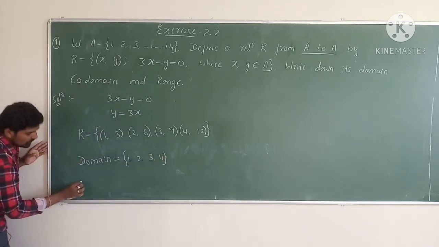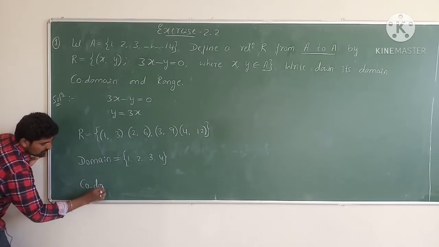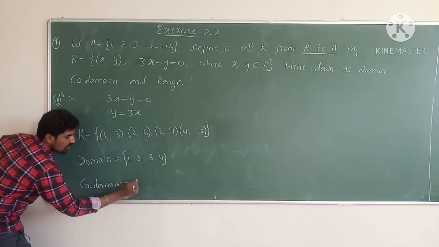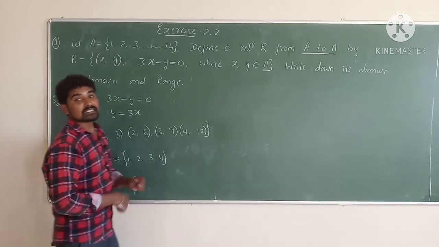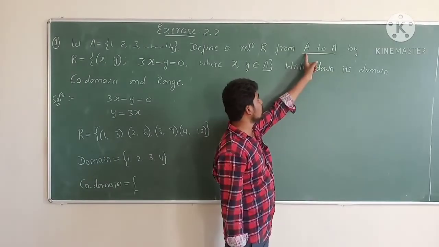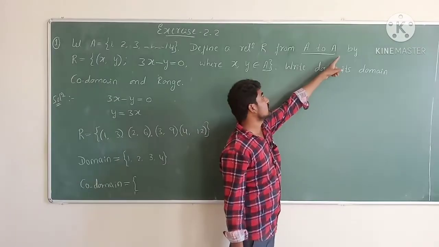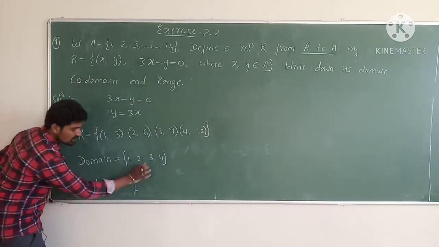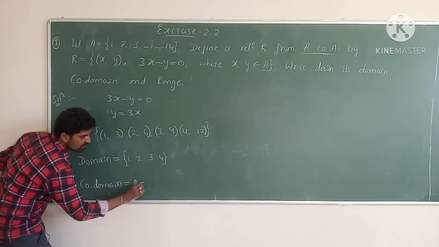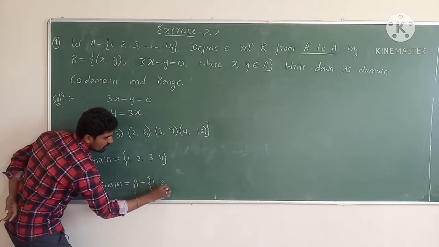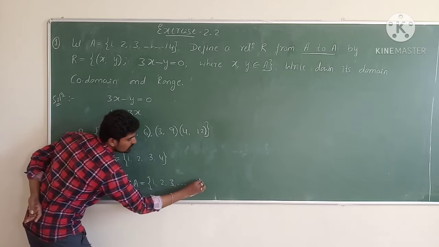Next is codomain. What is meant by codomain of the relation R? The entire second set of the relation R. This relation R is defined from set A to set A, and the second set is A here. Therefore, codomain of the relation R is A, and that A is 1, 2, 3 up to 14.